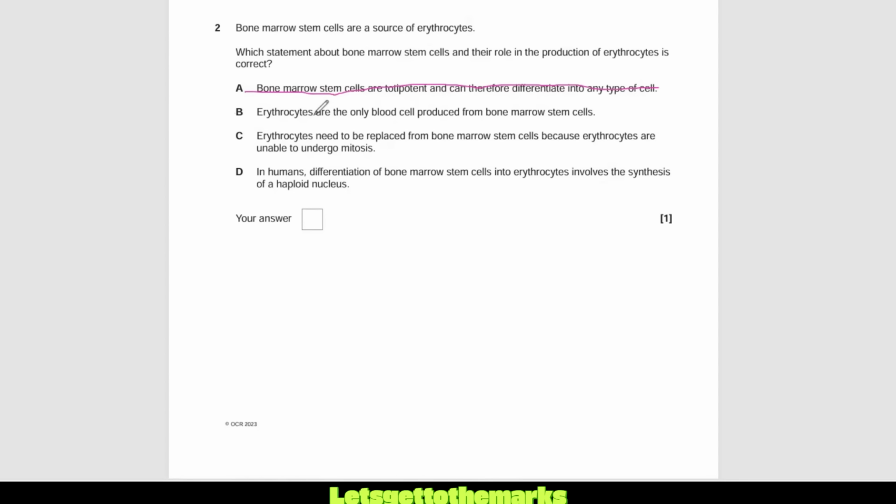Right. Erythrocytes are the only blood cell produced from bone marrow stem cells. What about that one? Red blood cells are the only ones made from bone marrow stem cells. You might remember when you study the immune system that you have something called white blood cells. And you might remember two of the types of white blood cell. You have T cells and you have B cells. And the reason why some white blood cells are called B cells is because they're produced by the bone marrow and some are produced by the thymus gland. So they are called T cells. So no, you can make white blood cells as well from bone marrow stem cells. So this is incorrect.